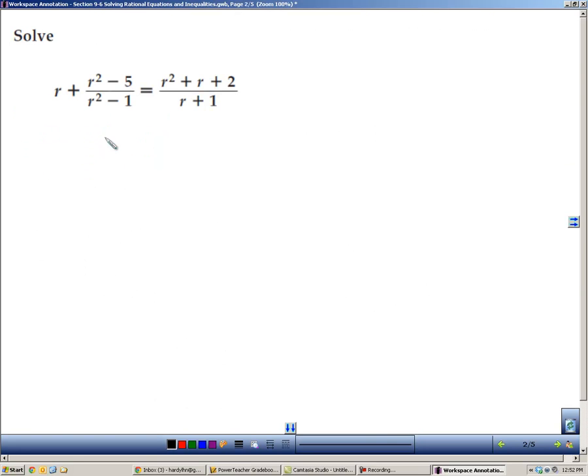Here's another rational equation to solve. You'll want to start by factoring the denominator to make this a little bit easier to see. This is a difference of squares, r plus 1 and r minus 1. So my LCD, my least common denominator, is every factor in the denominator the maximum number of times it appears. Well, here there's one r plus 1, and there's one r minus 1. So that's my LCD.